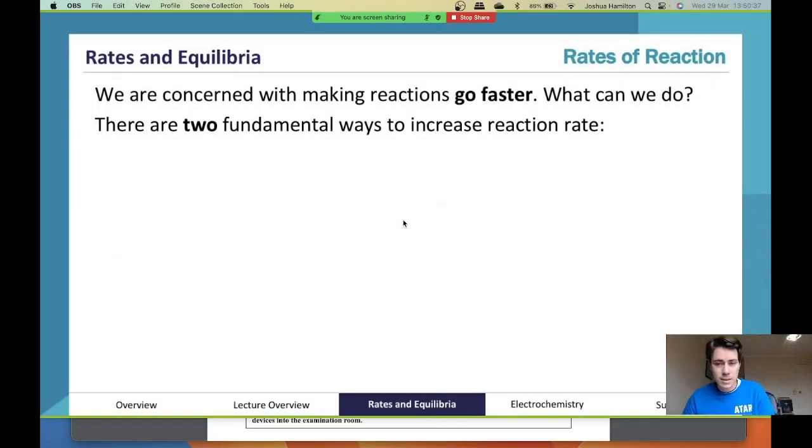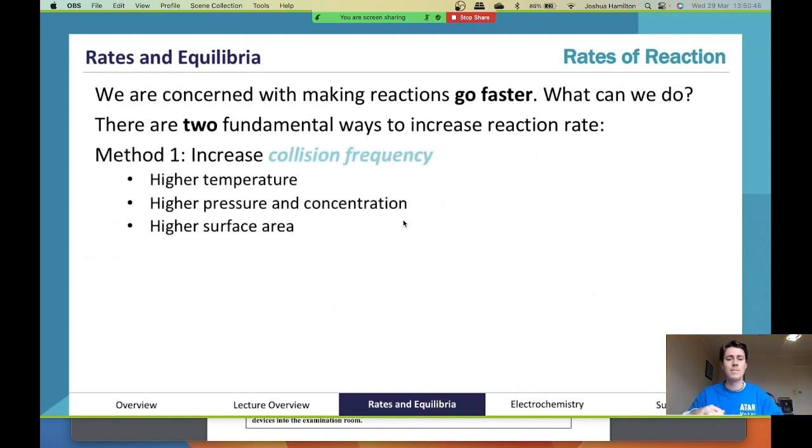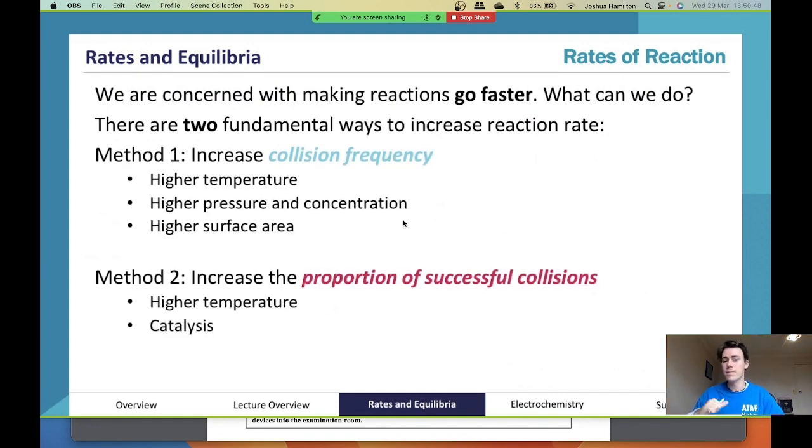Then we say, how to make things go faster? Because we don't like things going slow. We want things to go fast. So there are two fundamental ways of increasing reaction rate. These two fundamental ways are increase the collision frequency and increase the proportion of successful collisions. So let's talk about collision frequency first, and then we'll go into successful collisions.